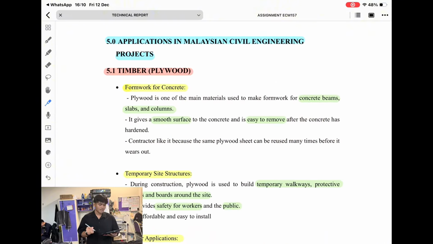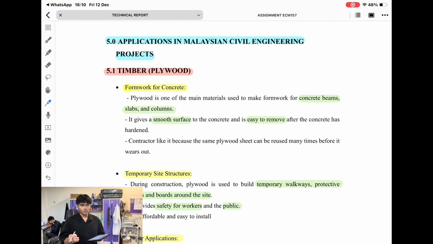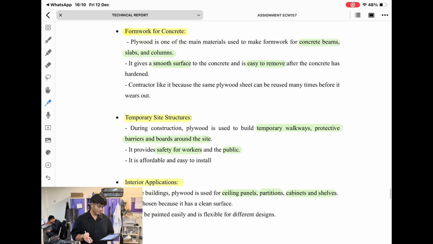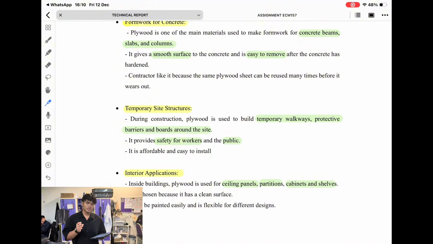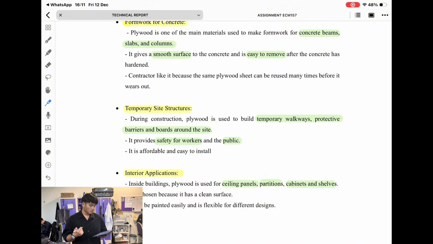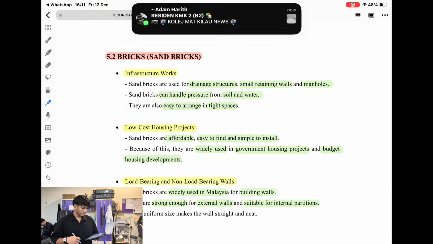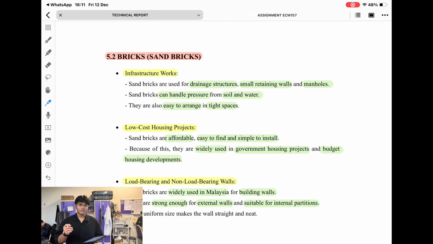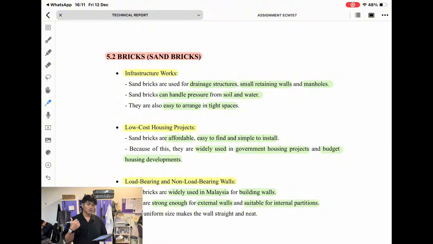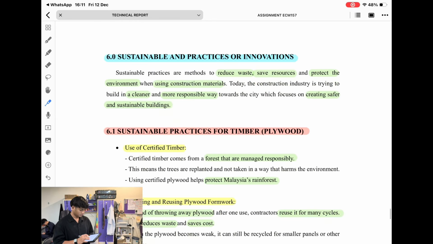Then the applications in Malaysian civil engineering projects. For plywood, in Malaysia, they use the plywood to make formwork for concrete, or other than that, they use the plywood for temporary site structures such as walkways, protective barriers, or boards around the site. For bricks, in our country, bricks are used for infrastructure work and low-cost housing projects, and this is because sand bricks are affordable and easy to find and simple to install.